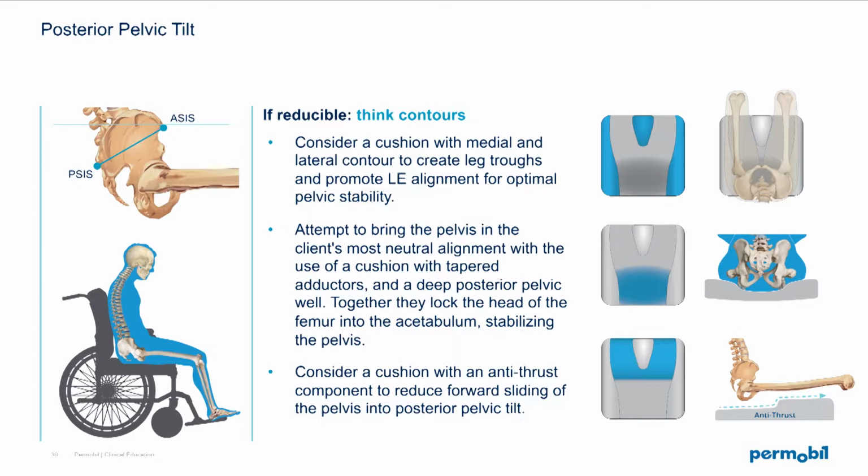You also want to attempt to bring the pelvis in the client's most neutral alignment with the use of those tapered adductors in combination with a deep pelvic well. So what that does, it creates a shelf for your gluteal surface to sit on, your greater trochanter, and it's going to lock the head of the femur into its acetabulum to really then stabilize the pelvis. And then lastly, you want to consider a cushion with an anti-thrust component. And this is going to reduce the forward migration of those ITs into a posterior pelvic tilt.